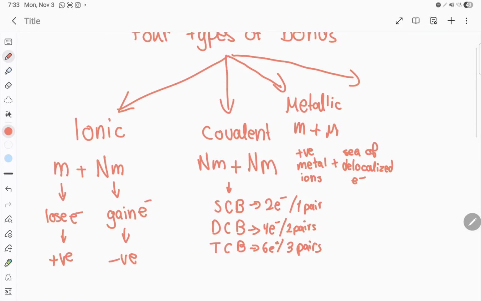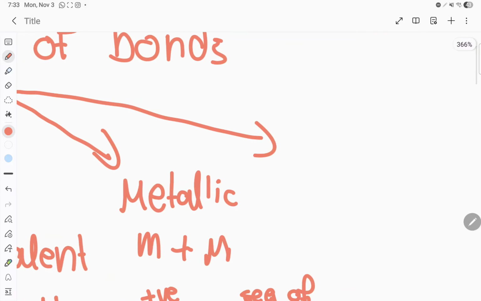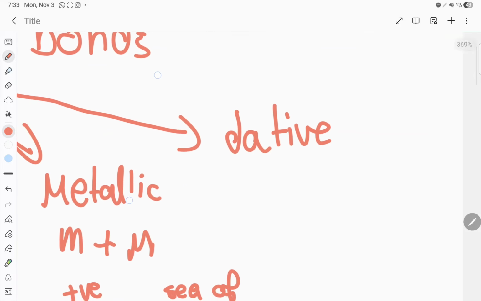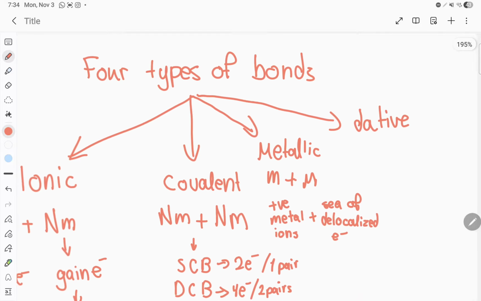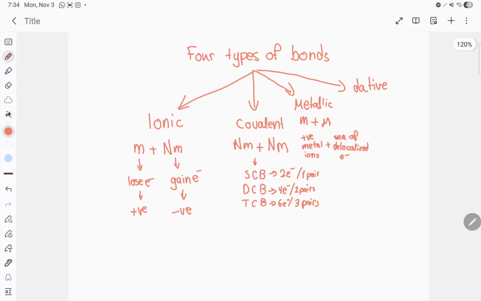And our last type is the weirdest one, I guess. It's a dative bond, or also known as coordinate bond, and it's when an atom or a molecule has extra lone pairs of electrons and another one doesn't. It's deficient, so it will give its extra lone pair to the deficient molecule. I'm gonna give you all the list of examples and exceptions later.